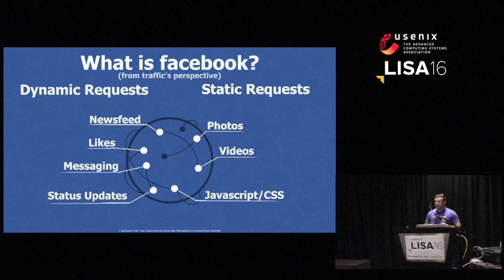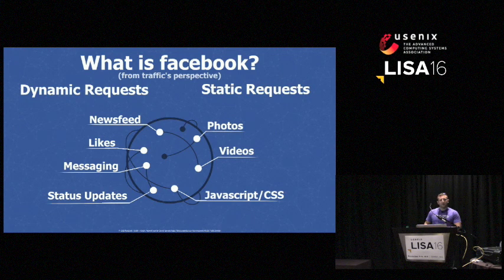So from a traffic engineer's perspective, we can generalize Facebook into two different categories. The first is dynamic requests. We can think of a dynamic request as any request sent to our servers that can change over time. For example, your newsfeed. Throughout the day, you're going to receive different things in your newsfeed. So that will change over the day, and that's going to hit a web server. Secondly, anything that mutates state on the server is a dynamic request. For example, liking something or sending a message is also a dynamic request.